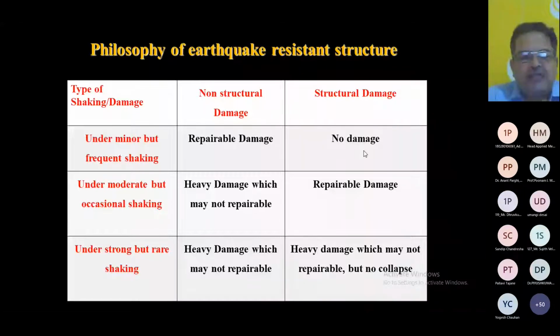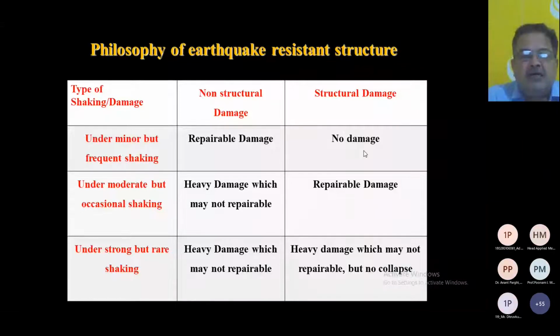Strong shaking means I'm talking about an earthquake like Bhuj. So in case of an earthquake like Bhuj, we are expecting very heavy damage, which may not be repairable as far as the non-structural part is concerned. And in the structural members, we expect heavy damage, right? Heavy damage, which may not be repairable even, right? It is possible that after the earthquake you have to demolish that particular building, but you should not observe any collapse during the earthquake, right? So damage is expected.